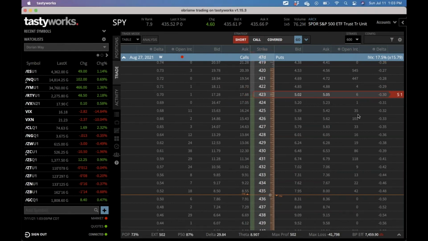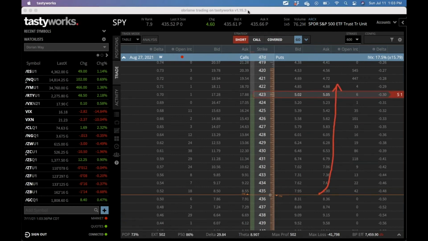Okay, so just to illustrate this even more, if you are the buyer of this, and we just turned this green, so you're the buyer, then you need a big move to happen before you win at expiration. The SPY, in this case, on the put side, would have to go down quite a bit before you win. And if you are the seller, then you need a big move to happen before you lose.